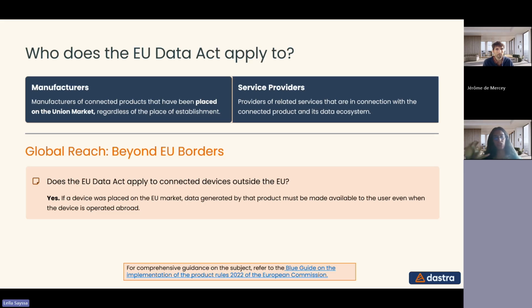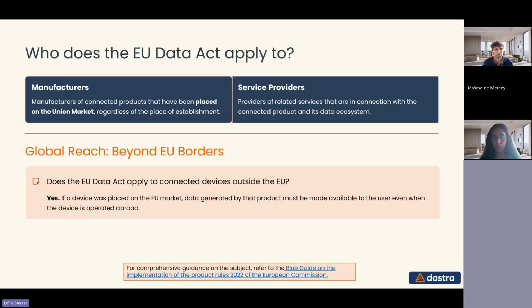So, again, on the transfer of ownership, that's also important. If we're talking about a mere circulation of the connected product on the EU territory, this is not sufficient to consider that it has been placed. There should be a transfer of ownership.